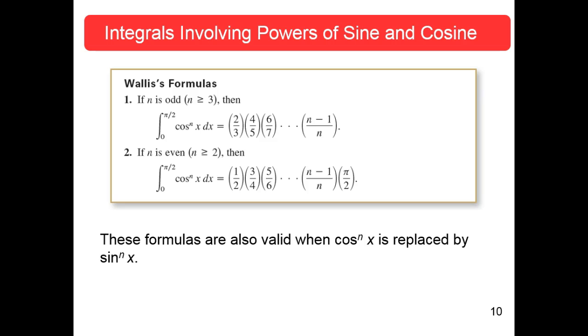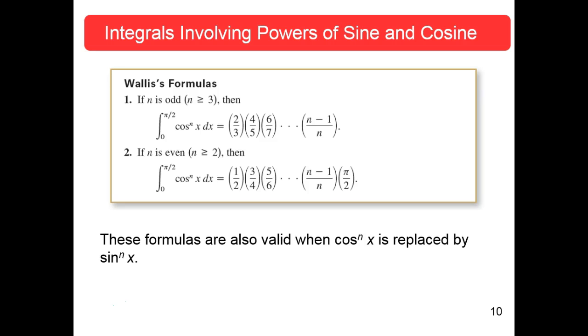But this is n is odd. Now, if n is even, which is what we had, n greater than or equal to 2, we had is 4. That's the one we did. Then you do 1/2 times 3/4 times 5/6. Keep going until you get n minus 1 over n. Well, here's your n minus 1. We had a 4 here, so it would be 3/4. So we stop right there. So this, there, times pi halves. Okay?